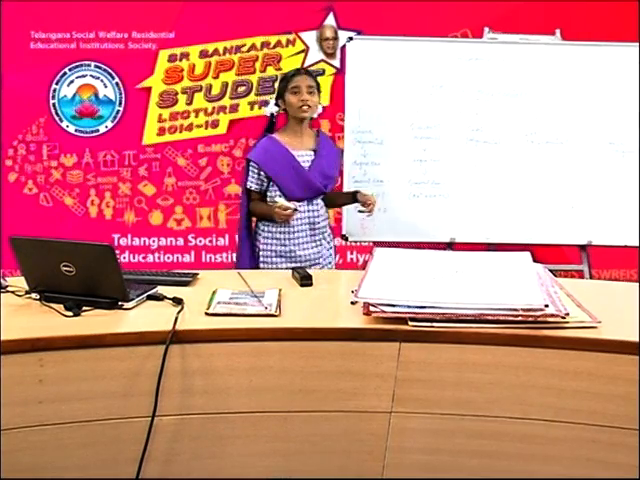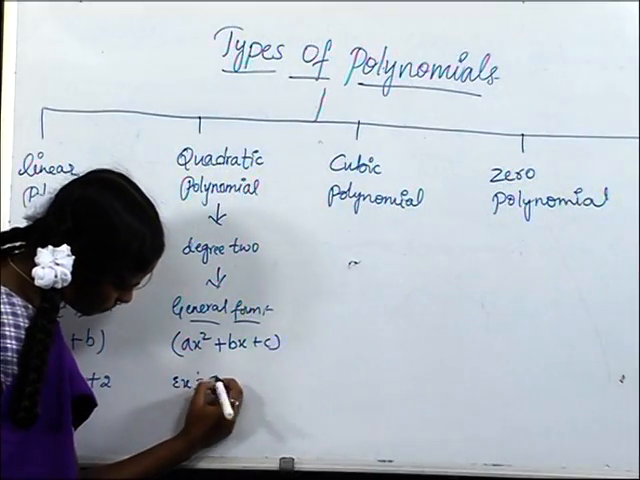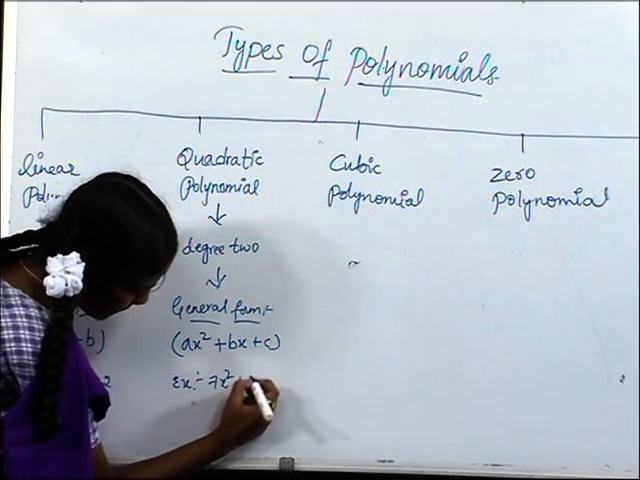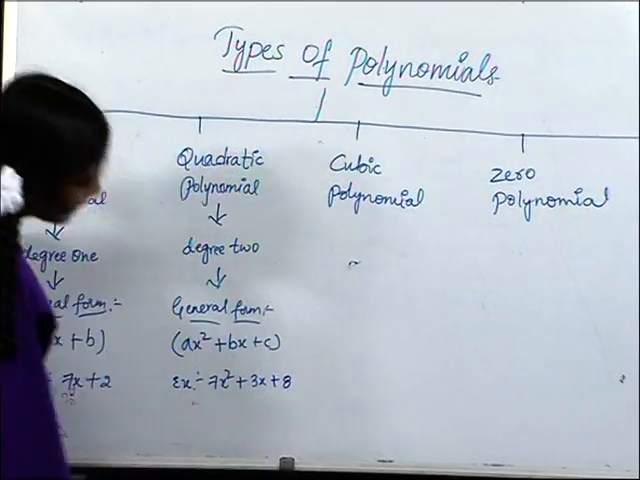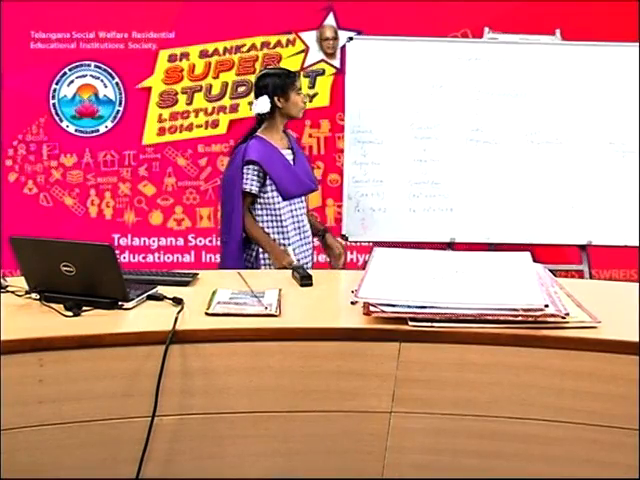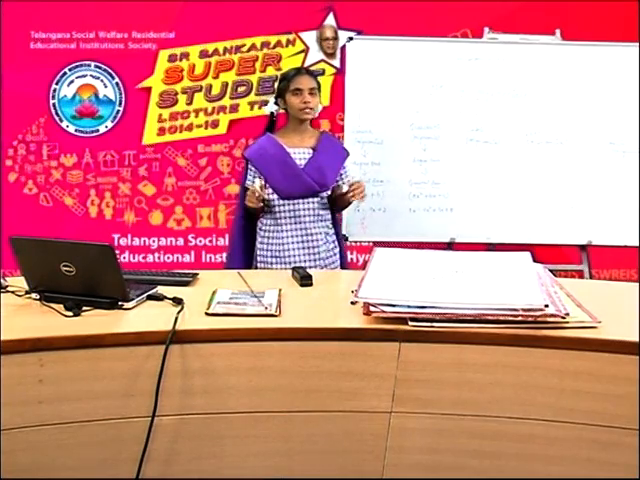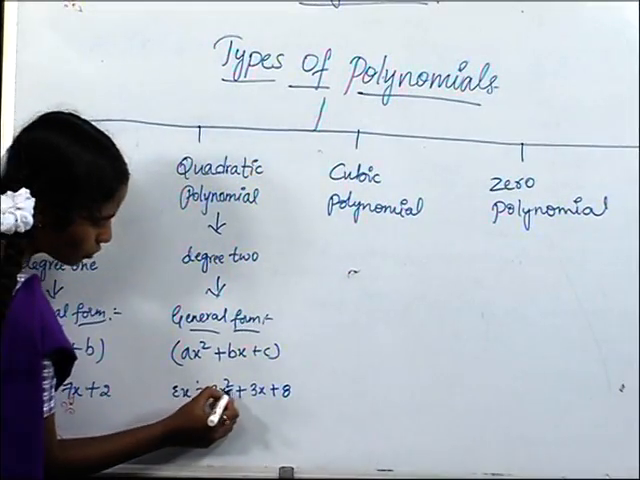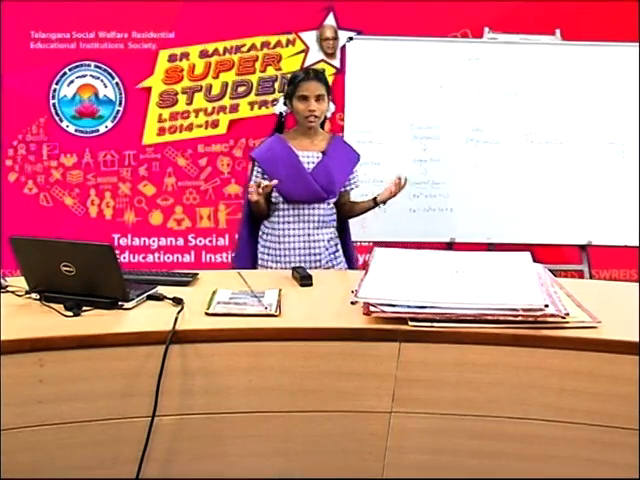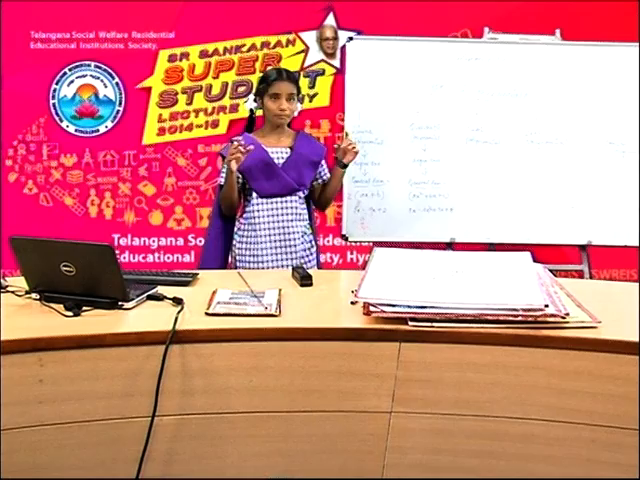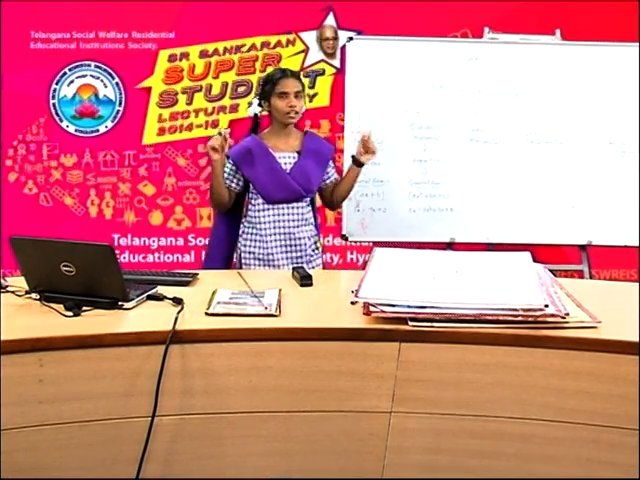For example of a quadratic polynomial, 7x square plus 3x plus 8 is an example of a quadratic polynomial. If you observe this polynomial, the degree is 2, so it is called a quadratic polynomial. According to this, a polynomial whose degree is 2 is called a quadratic polynomial.